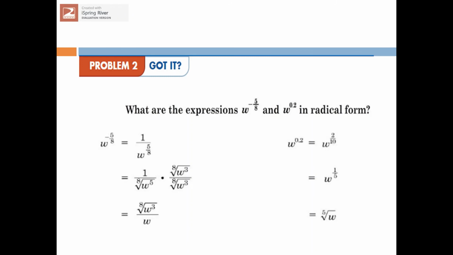Next, we have w raised to 2 tenths. Since we have a decimal in our exponent, we can rewrite this as a fraction. So w raised to 2 over 10, simplified, is w raised to 1 over 5. Write this in radical form. Since we have 5 as our index, it will be the 5th root of w.